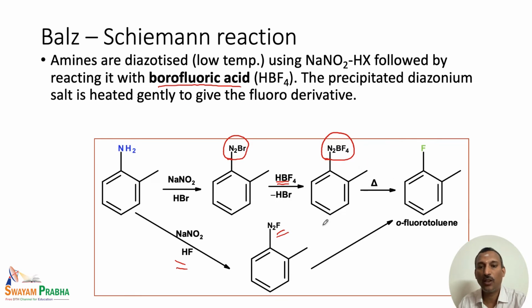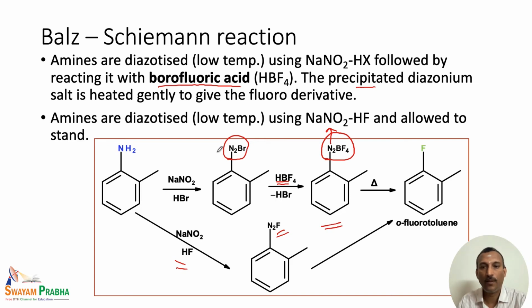In this particular case, the diazonium fluoroborate salt precipitates out from the reaction mixture, so it is very easy to isolate. As we mentioned, aromatic diazonium salts are quite stable. Once we filter it out at low temperature, we can simply heat it, and the nitrogen is lost as nitrogen gas, and we end up with the fluoro derivative.